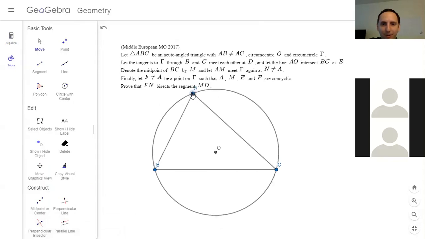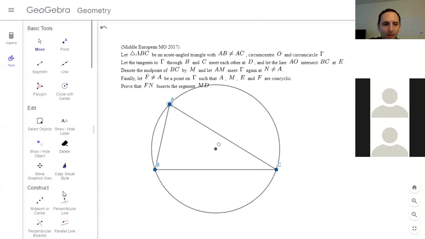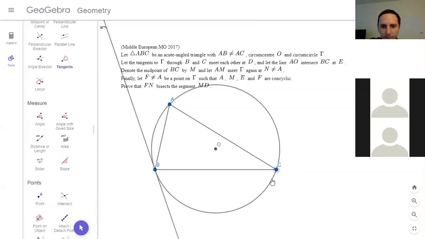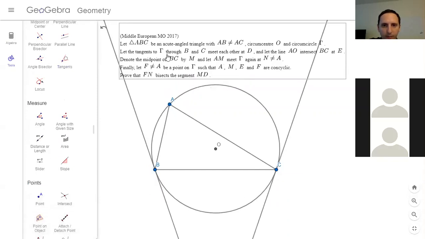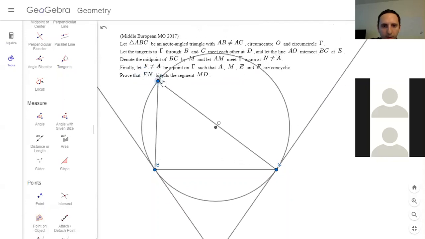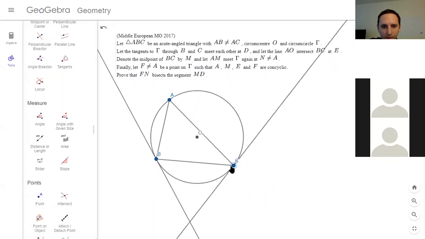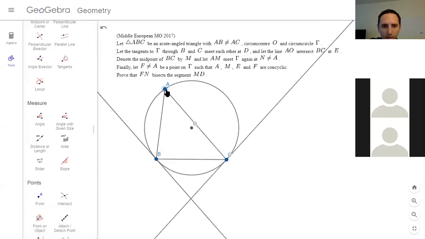Let the tangents, okay, so we have like a symmedian type of configuration. The tangents meet at point D. I'm probably going to need to shrink this a little bit. There we go.